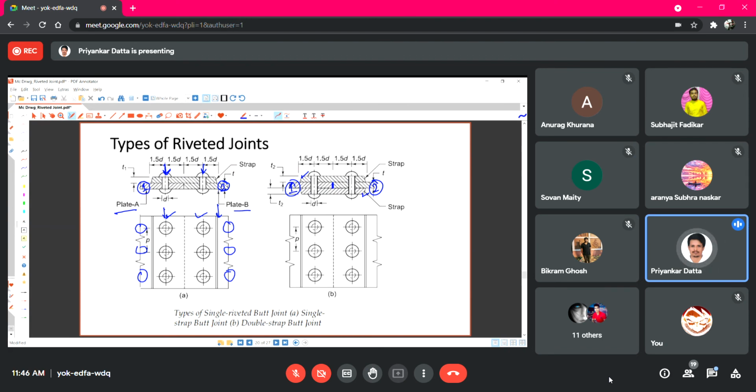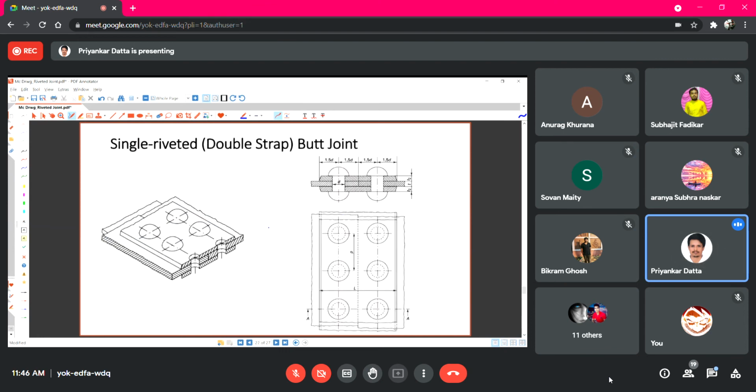So depending on the number of straps, in this one only one strap was used, so this is single strap. Here two straps are used, so double strap, and both the rivets here are single riveted. So for this butt joint, if you see the isometric view, it will be further clear.